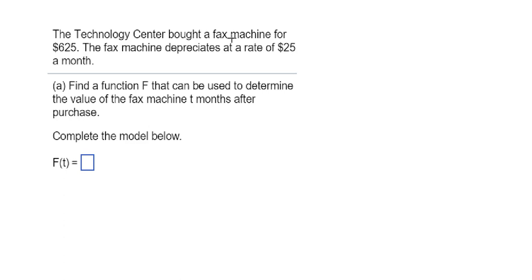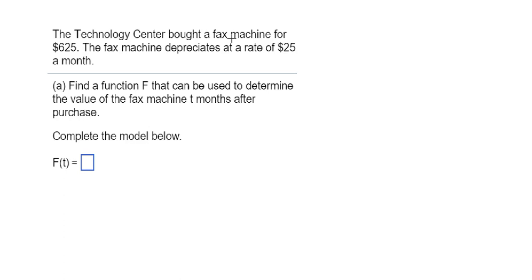The Technology Center bought a fax machine for $625. The fax machine depreciates at a rate of $25 a month. Find a function f that can be used to determine the value of the fax machine t months after purchase. Now this time it doesn't tell us that it's linear, but what else could it be at this point, right? We haven't really talked about other types of equations, and the section we're working on is finding linear equations. So kind of based on those clues, you know this is going to have to be a linear equation.